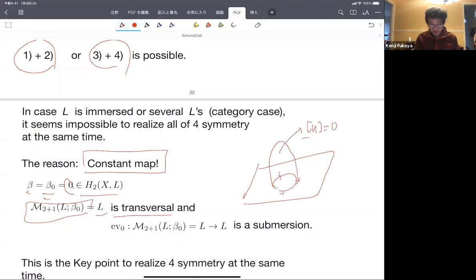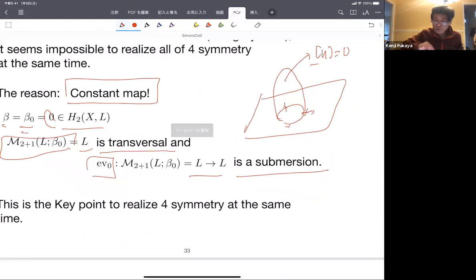And you have this evaluation map at this output parameter, and that is an identity map, and it is submersive. Therefore, we don't need to perturb constant maps, and this is the reason that we can realize this forgetful symmetry. So I want to say a few words on why this is important.